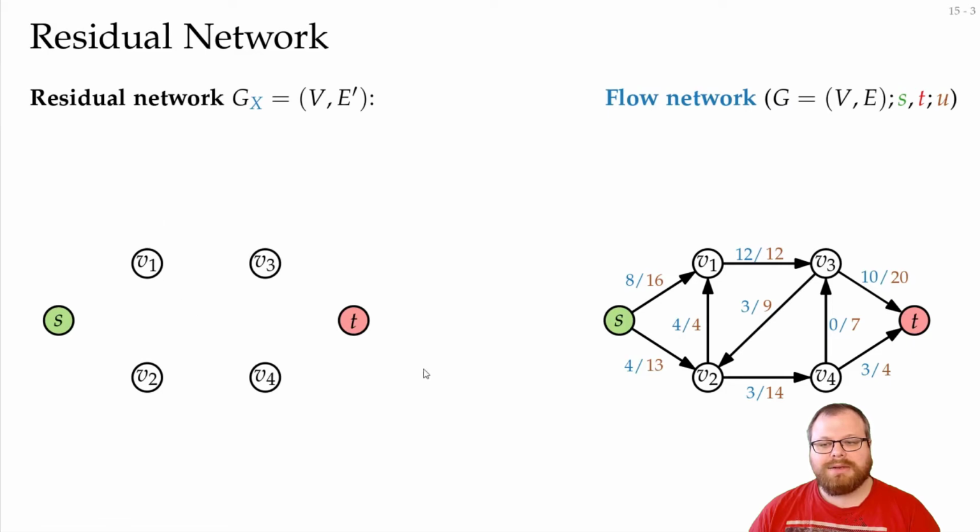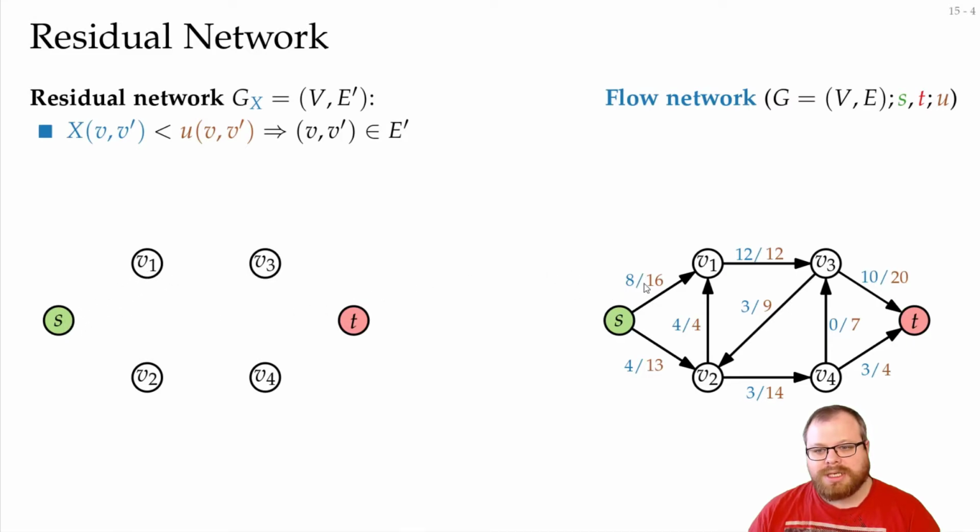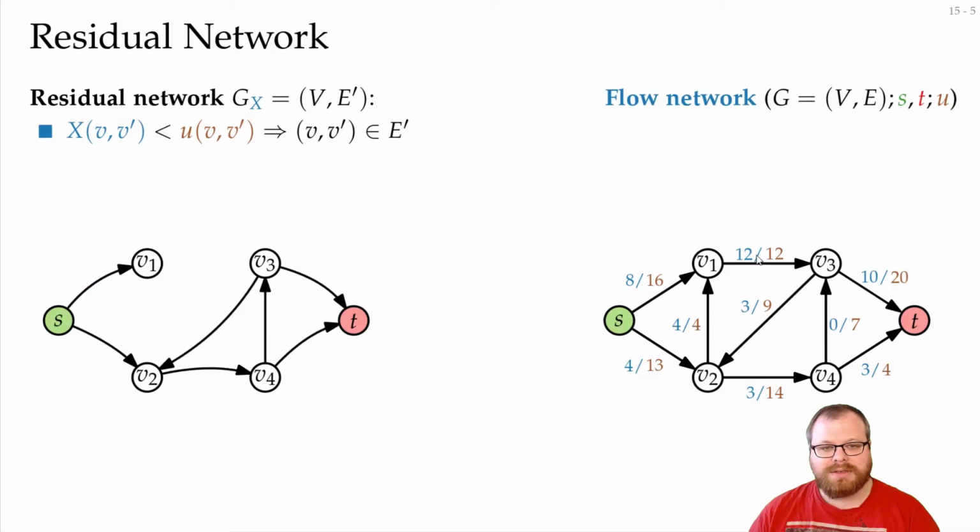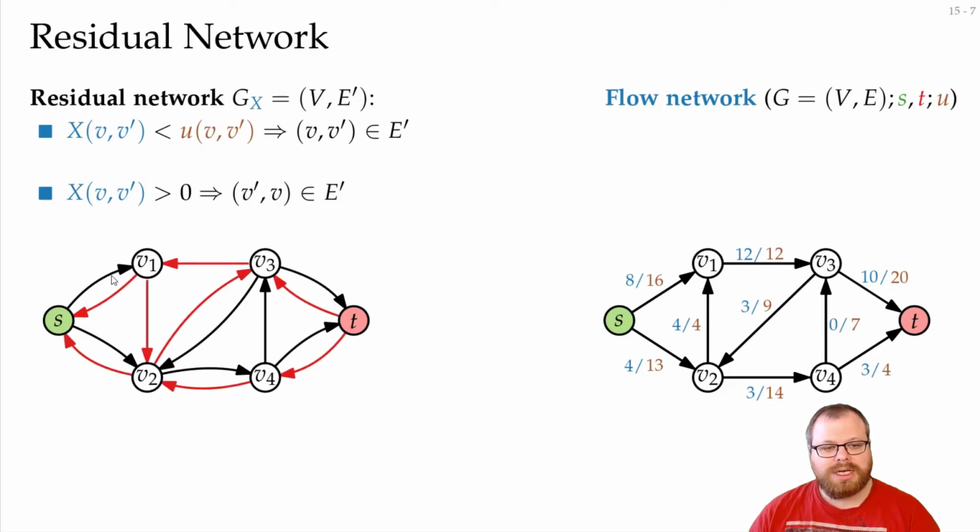We take exactly the same vertex set, and for every edge here, we have a directed edge in the same direction as long as it is not completely full, so as long as the flow is smaller than the capacity. This is the case for almost all of them except this one and this one here. But then we also add edges in the other direction as long as there is some flow. Well, this is the case for all except this one here. I will color them red now.